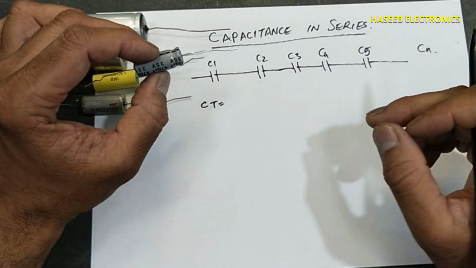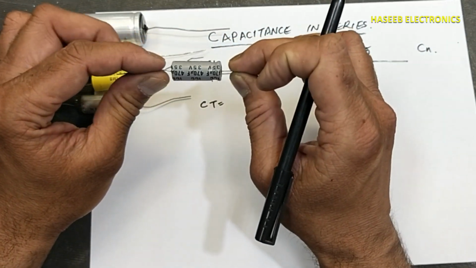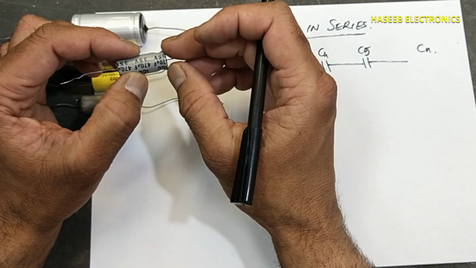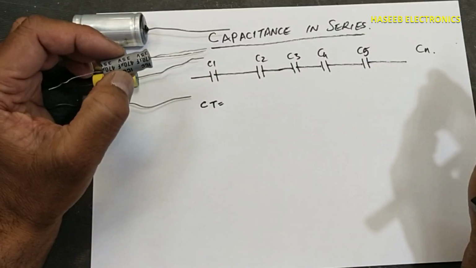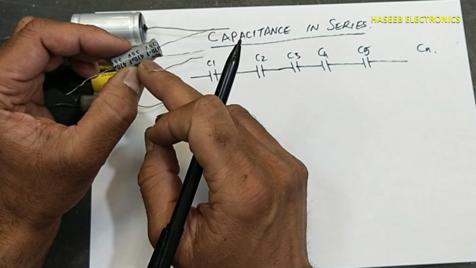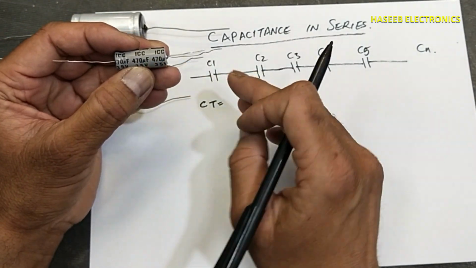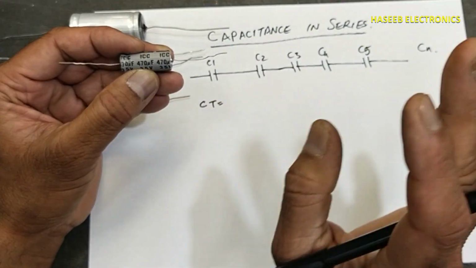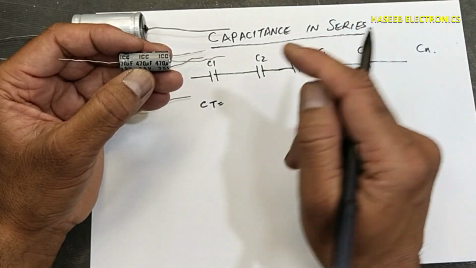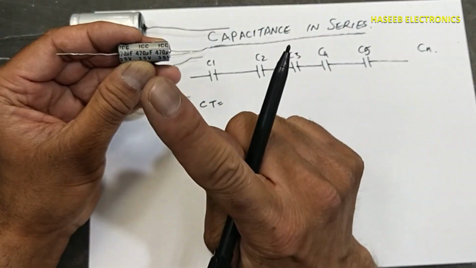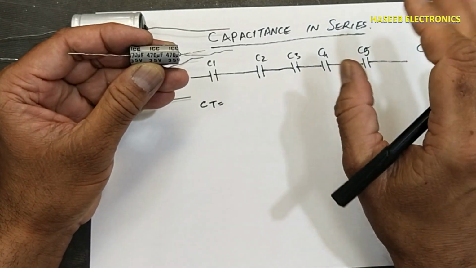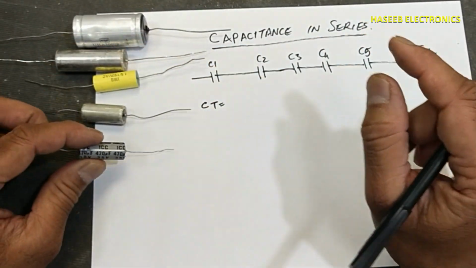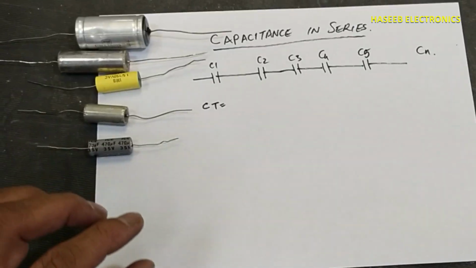If we have capacitors of the same value, for example 2 capacitors of the same value, the capacitance is divided by the number of capacitors. For example, this is 470 microfarad. We have 2 capacitors in series, 470 divided by 2. If we have 4 capacitors, the value of one capacitor divided by the number of capacitors. That is in case we have same value capacitors, but we may have different value capacitors.